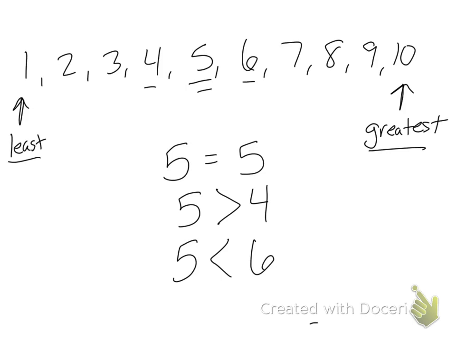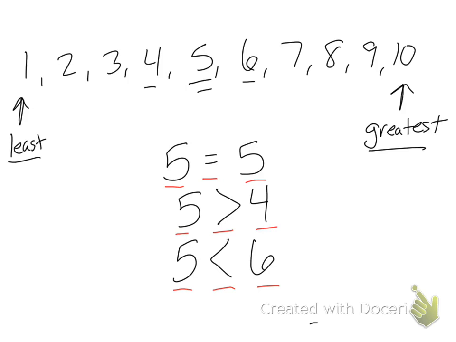Mathematicians use special symbols to compare numbers, and these are called comparison symbols. That includes the equal sign, the greater than sign, and the less than sign. We would read these numbers like this: 5 is equal to 5, 5 is greater than 4, and 5 is less than 6.